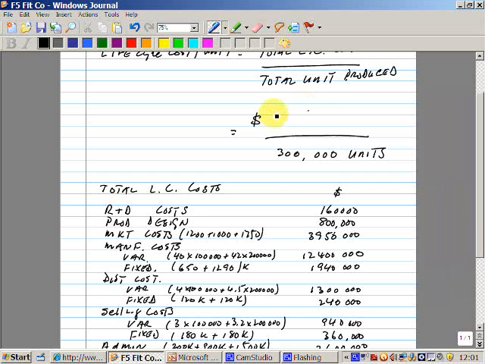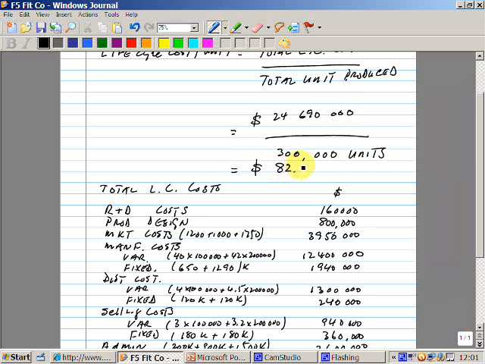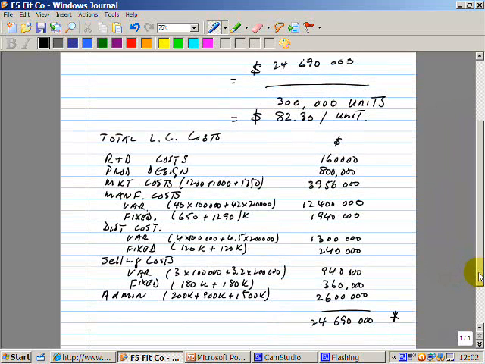So we put that in there. That's the 24,690,000, and so that works out at 82.30 per unit. So that's our question there, and I want to box that off to make sure that the examiner knows that that's part A. Okay, very good. That's that.